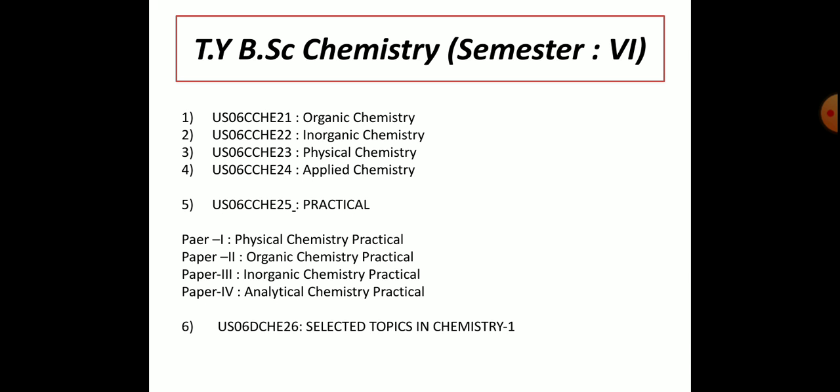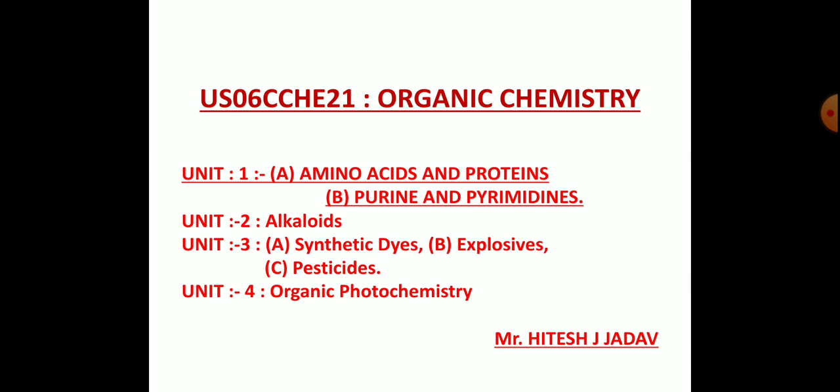Coming to our subject, that is US 06 CCH 21, that is organic chemistry. This subject contains total 4 unit. Unit 1 is amino acids and proteins. Part B is purines and pyrimidines. This unit is related to amino acids, protein and pyrimidines. This unit contains classification, synthesis and application of amino acid, proteins, purines and pyrimidines. Unit 2 is alkaloids. This unit contains function, classification, isolation, properties of alkaloids.